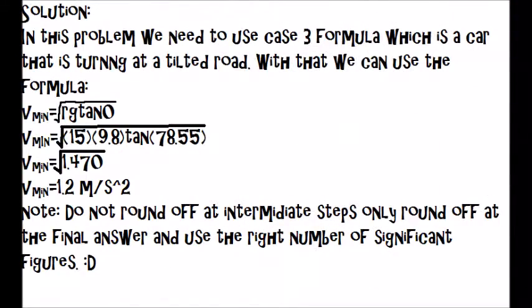For the solution, to find the minimum v, it is the square root of the radius times the gravity times the tangent of the given angle, meaning the square root of 15 times 9.8 times tangent of 78.55. So the answer will be the square root of 1,470, which is about 1.2 meters per second. That is the velocity needed for the car not to go off course.